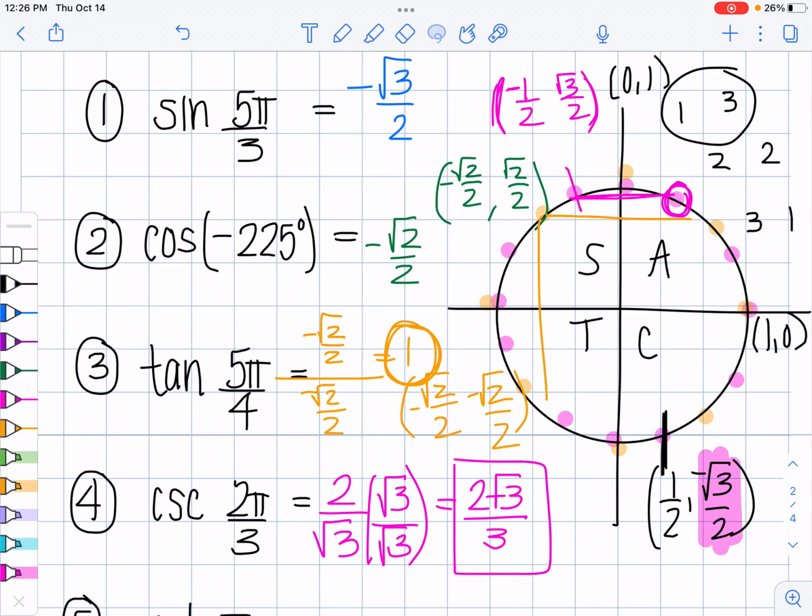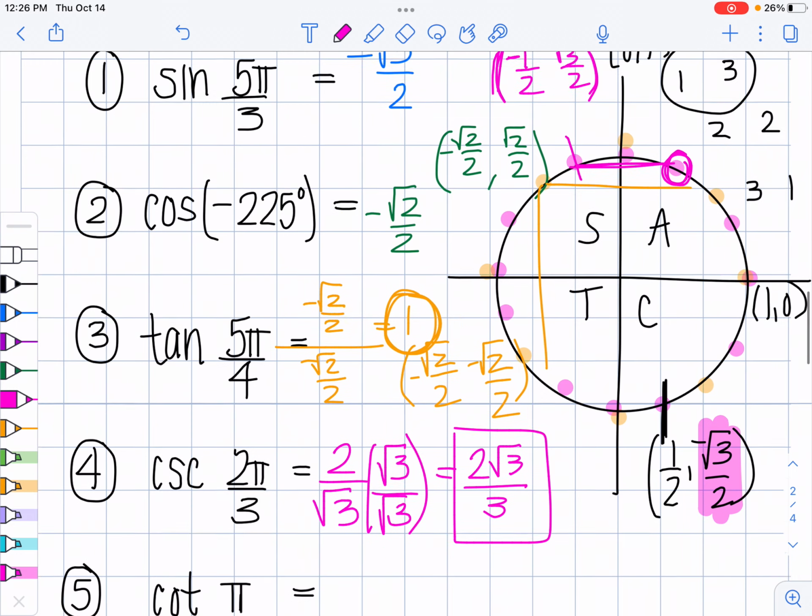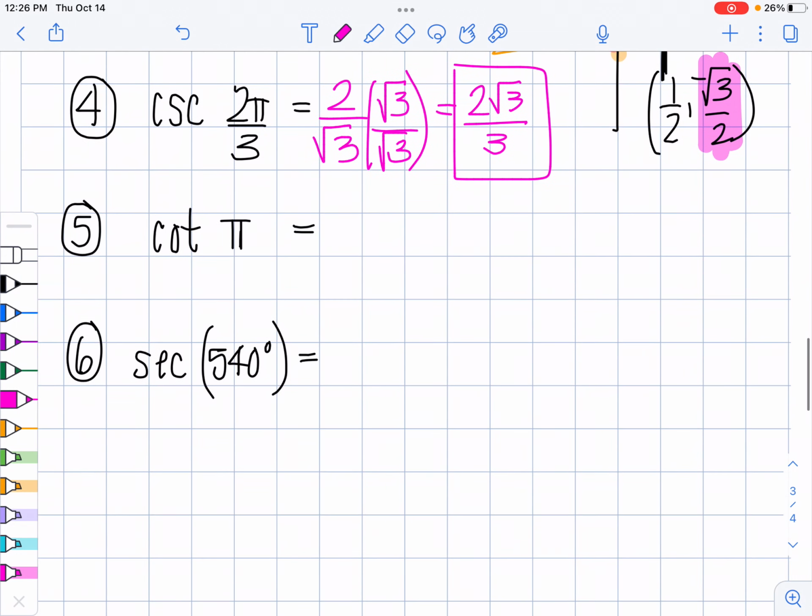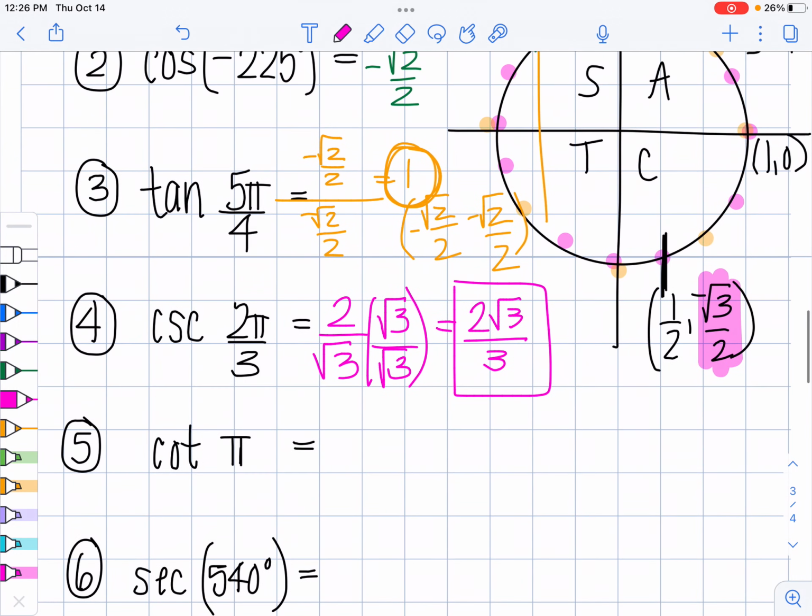Final answer. Sorry, that's a funny looking square root. Let me try that again. There we go. Okay, next. My unit circle is getting a little crowded here. I think we'll be okay with this next one.